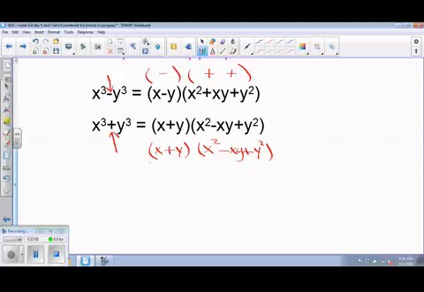So it's the same thing. So cube root, cube root. So cube root of x to the third is x. Cube root of y to the third is y. Then you look at this. You square it, you multiply, and then you square it. So x squared is x squared. Multiplying, that's x times y. Y squared is y squared. So the first term and the last.